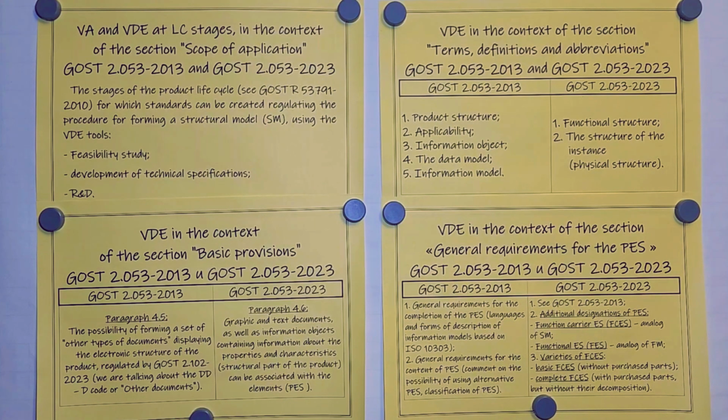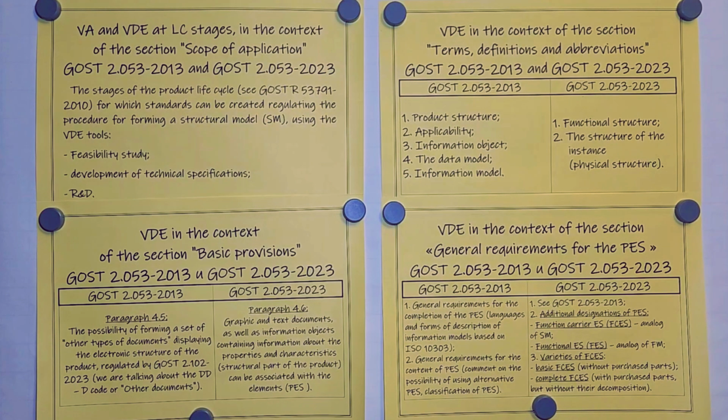This conditional duplication is due to the differences in terminology as well as the degree of abstraction of the consideration of the concept of forming the electronic structure of a product. Thus, consideration of the 2013 standard, albeit cancelled at the moment, gives, in my opinion, a more holistic picture of the possibilities of using value design engineering tools within the framework of forming the electronic structure of a product.